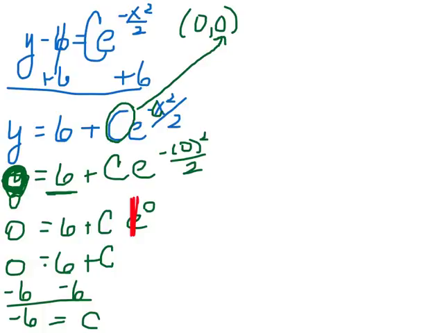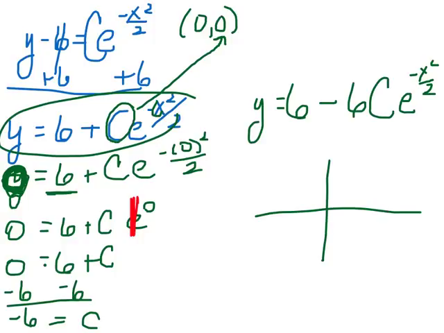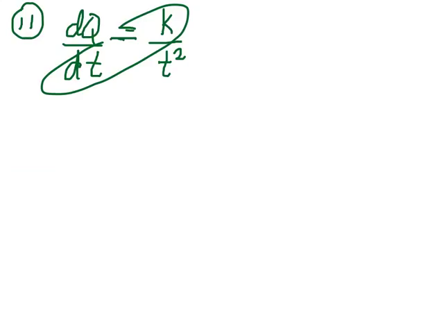Now, I haven't written the answer yet, because the answer is y equals, I'm going to go back right to here. I found out what c is. C is minus 6, so it's going to be like plus negative 6, which is minus 6, and then e to the negative x squared over 2. And if you look at a graph, it's doing something like this. You might have something like that going on.